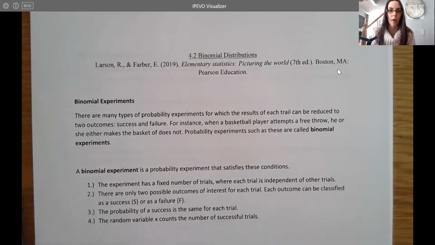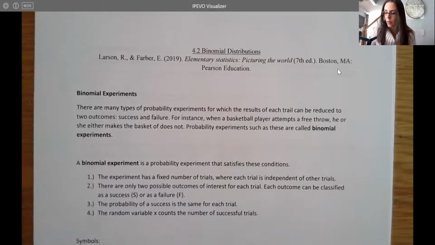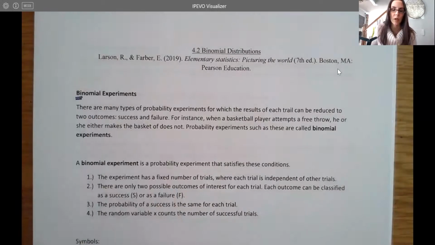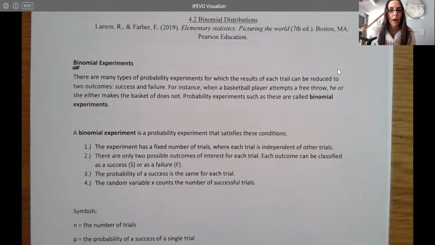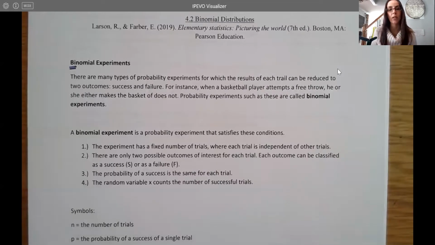So first of all, what are binomial experiments? One thing you want to note is bi means two. So we're going to say that with binomial experiments, there are two main outcomes. Instead of having 5 outcomes or 8 outcomes like we've seen in other examples, particularly in the last chapter, you're going to have just 2 outcomes. So there are many types of probability experiments for which the results of each trial can be reduced to 2 outcomes, either a success or a failure.